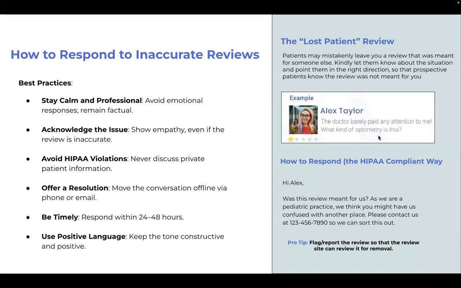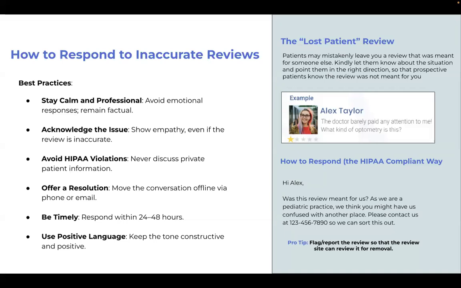And so to the right of the screen, you can see a couple of examples. For the first one, this one says the doctor barely paid any attention to me. What kind of optometry is this? This review is likely a mistaken identity situation where the patient accidentally left a review for the wrong practice, as the individual, in this case, left the review at a pediatric practice rather than an optometrist, sorry.